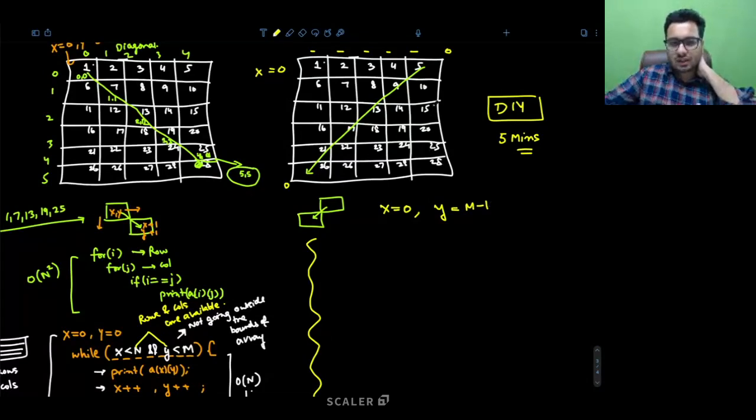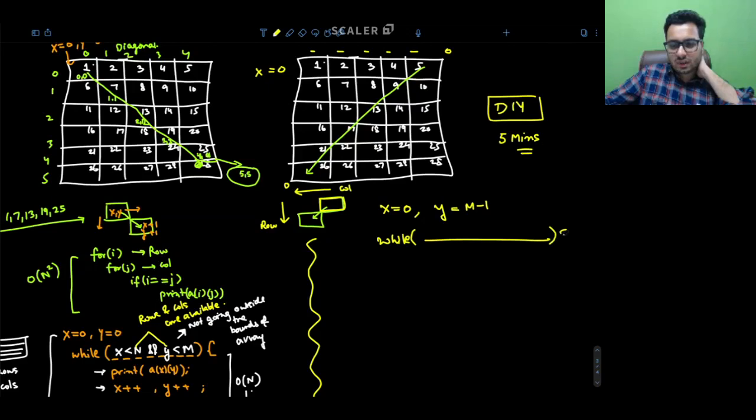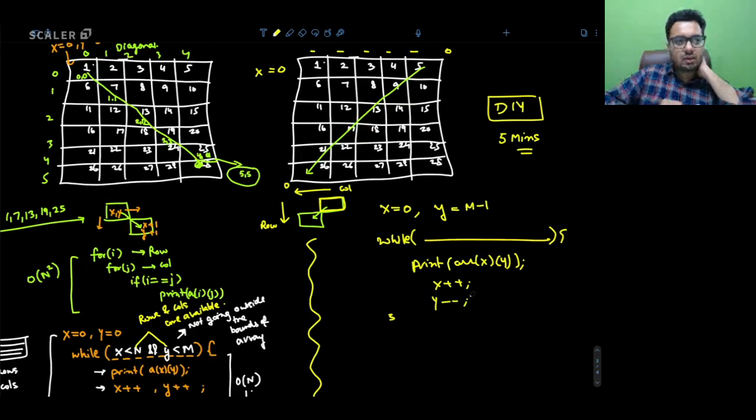Great. Now I need to take a step in this direction. That means I'm still increasing the row number because we are going down, but I'm going backward, which will decrease the column number. So I need a while condition, and then I say, okay, print the element at the x row and the y column, and since we are going down, that increases the row number, and since we are going left, that decreases the column number.